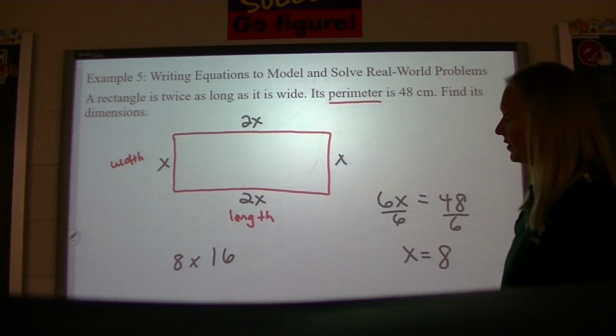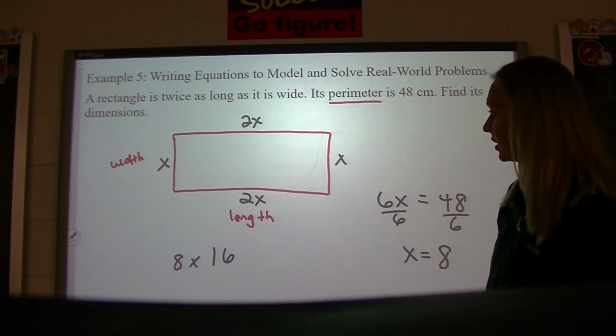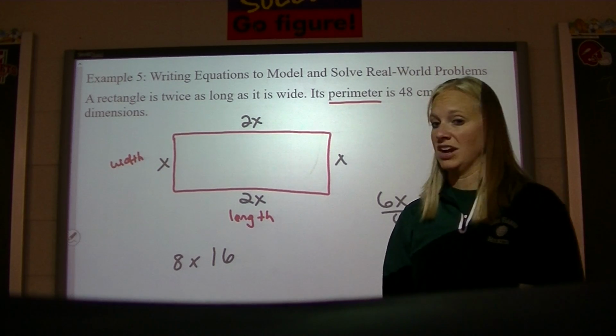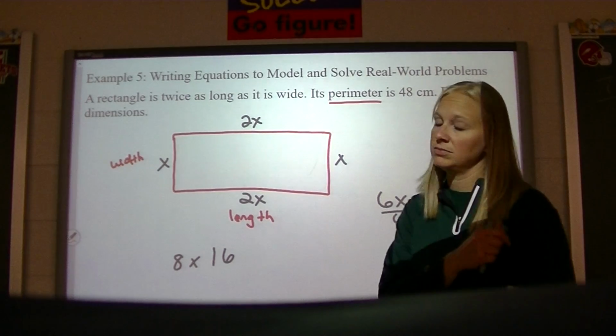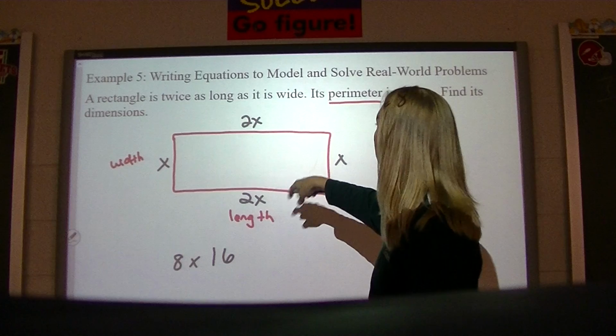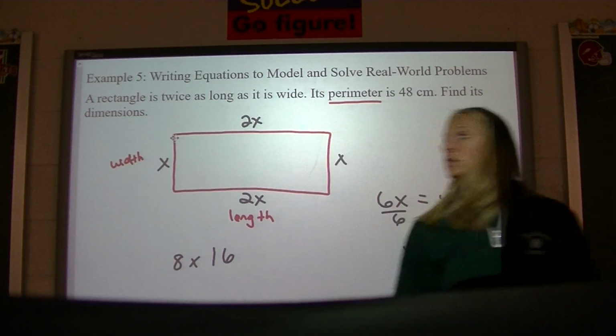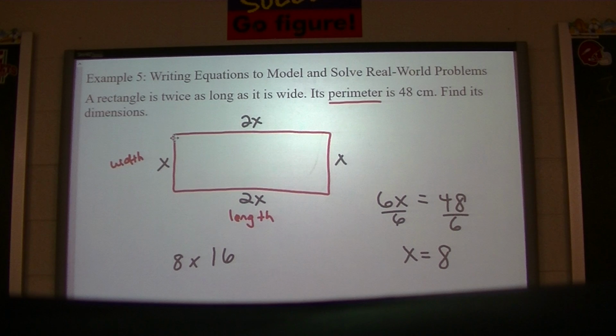Some of you might have said, well, I can figure that out in my head. Fine. That's great, but for practice, because we're going to get more difficult problems, I want you to try to write the actual equation to figure this one out. All right, let's go ahead and look at example 6 then as well.